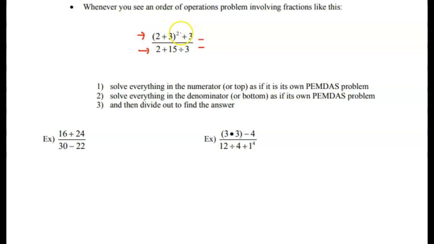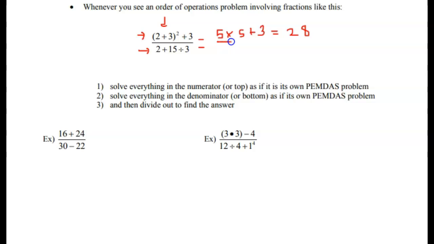So if I look at this problem, I'm going to work in the parentheses first. 2 plus 3 is 5, right? And then I'm going to take 5 and square it. 5 times 5 plus 3. Well, 5 times 5 is 25, plus 3 would be 28.